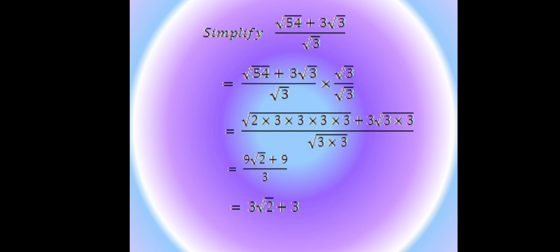Simplify the square root of, let me read again. Simplify the square root of 54 plus 3 times the square root of 3 all over the square root of 3. Simplify, you get 3 times the square root of 2 plus 3.